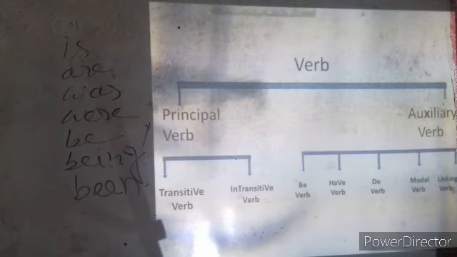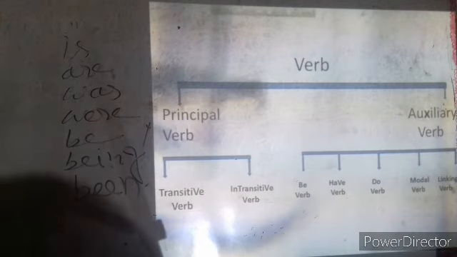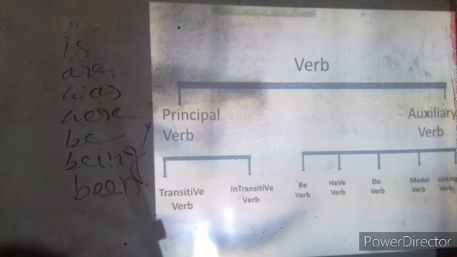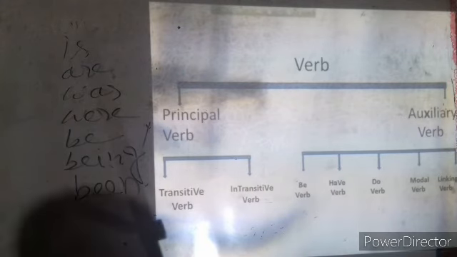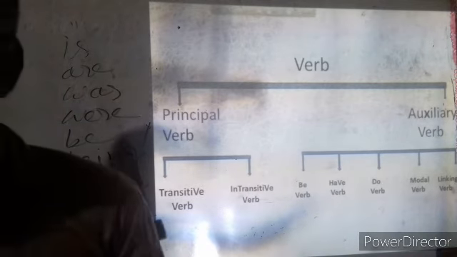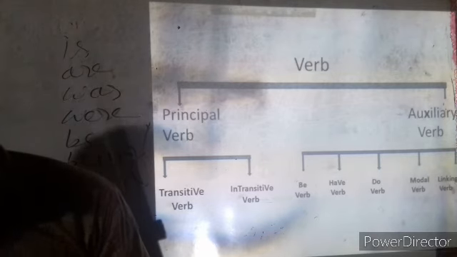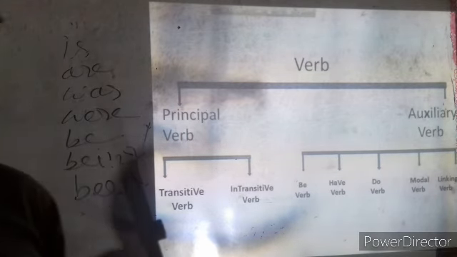My dear student, then have verb. We know have verb are 3 in number. What are they? Have, has, and had. And then do verb. We know do verb are 3 in number: do, does, and did, depending on the subject and person of the sentence.